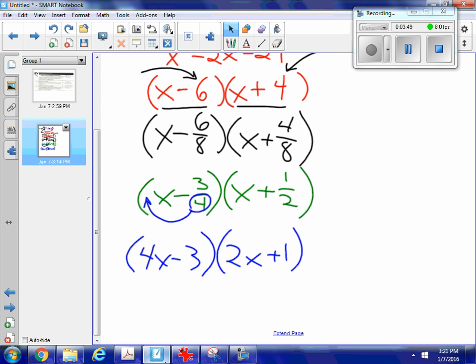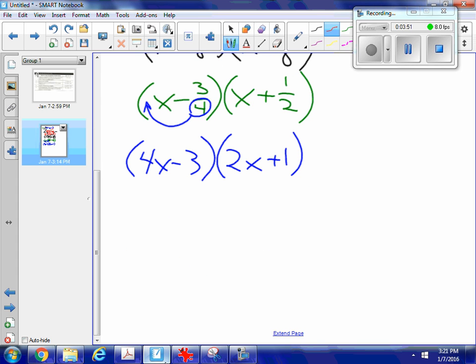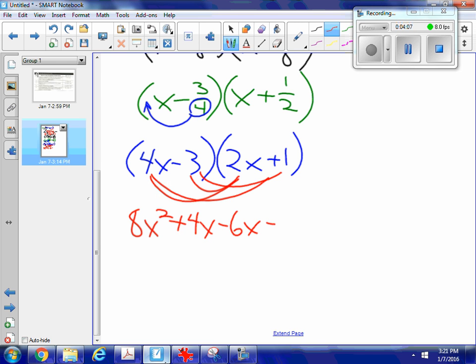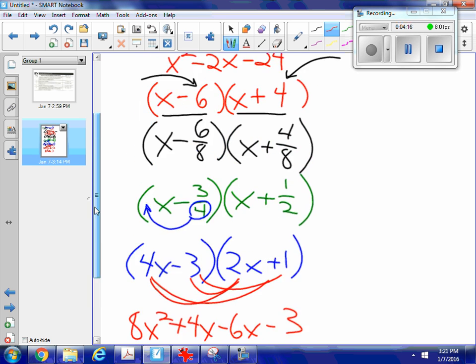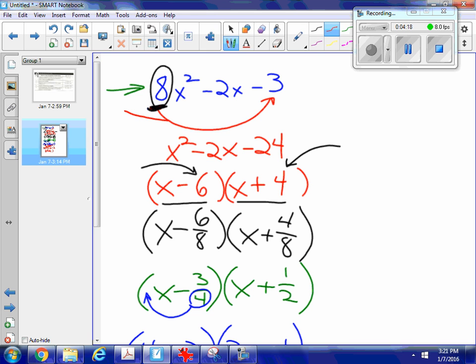And it turns out, if I FOIL this out, that gives me 8x squared plus 4x minus 6x minus 3, or 8x squared minus 2x minus 3, which is exactly what we started with.